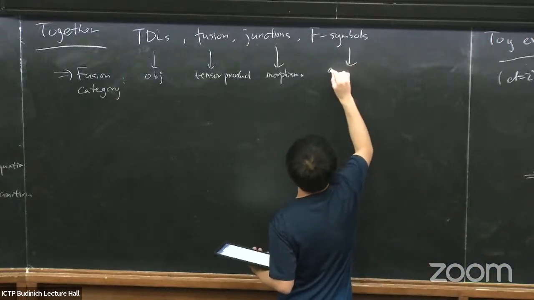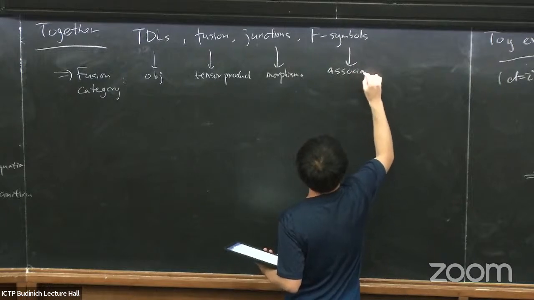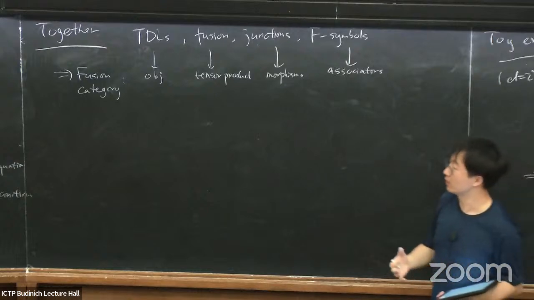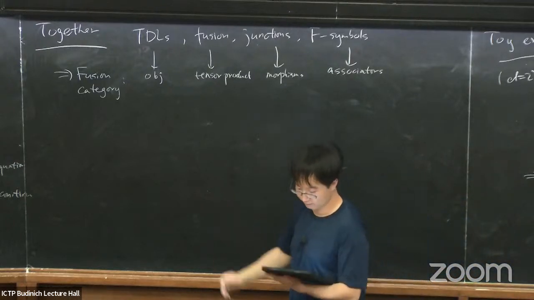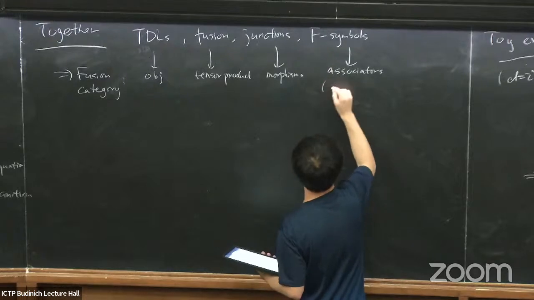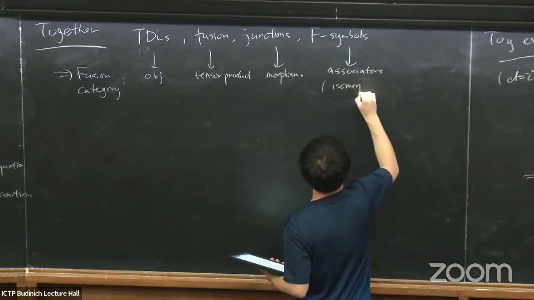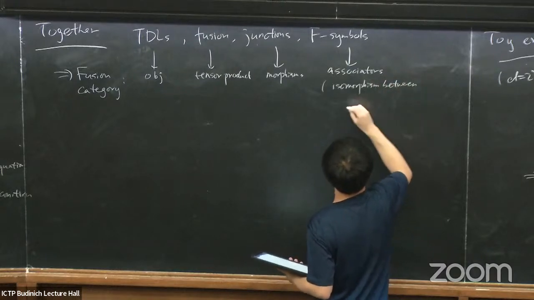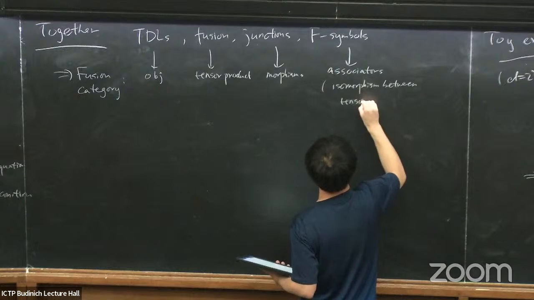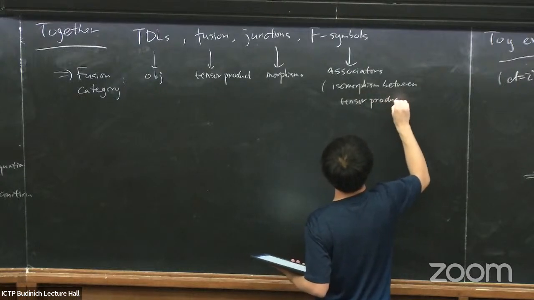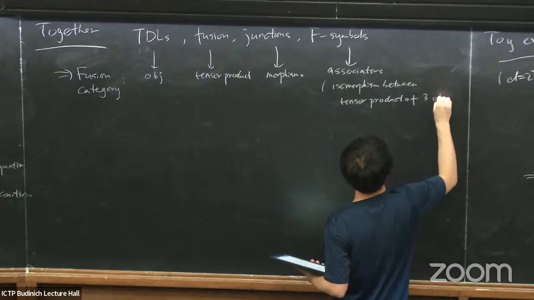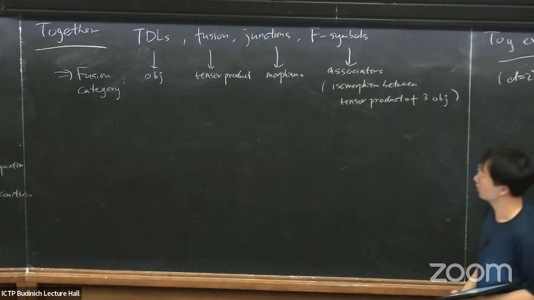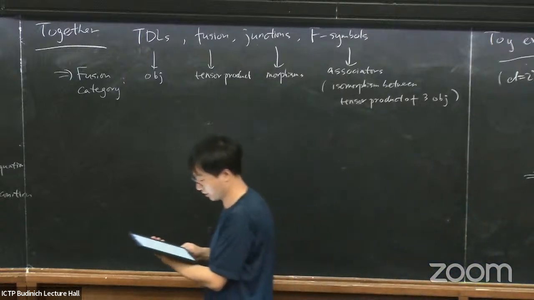Okay, and these F symbols are known as associators, which specify isomorphisms between the tensor product of 3 objects. Okay. It actually has six external labels. That's why it's also called a 6j symbol.